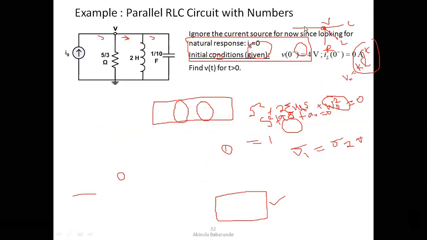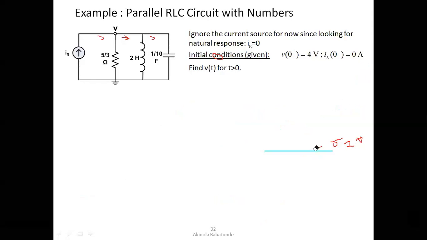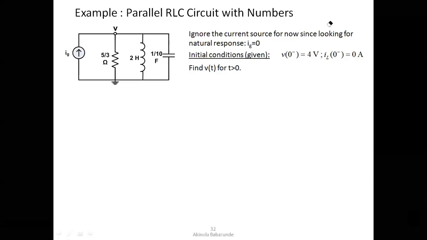So now what we have here is an example where we solve a real example, not just something abstract. Let's try to solve a real example and then see how all of these explanations play out. What you will find out here is this. We have a circuit here. You can see we have the resistor with a resistance of 5/3 ohms. We have the inductor with an inductance of 2 henry. We have the capacitor with capacitance of 1/10 farad. And then we have our current source.